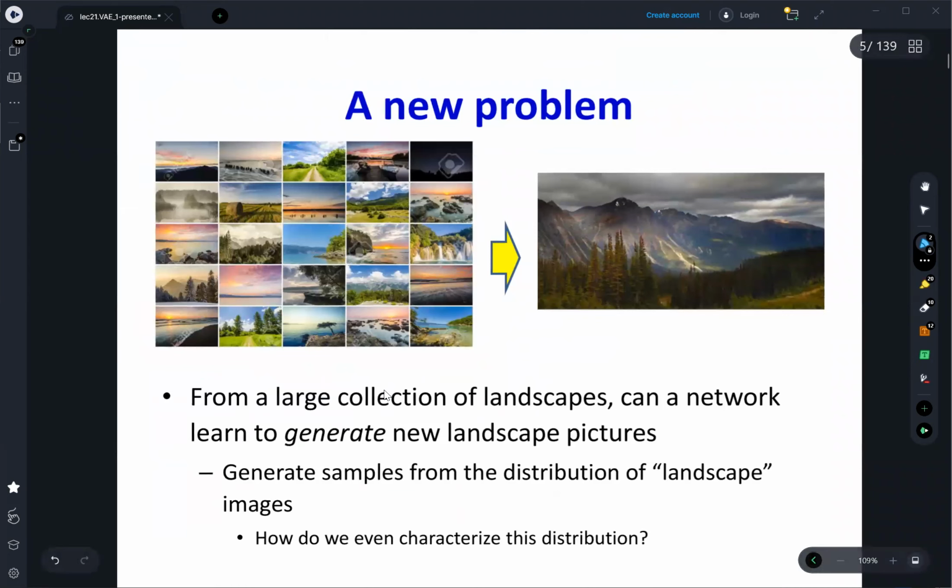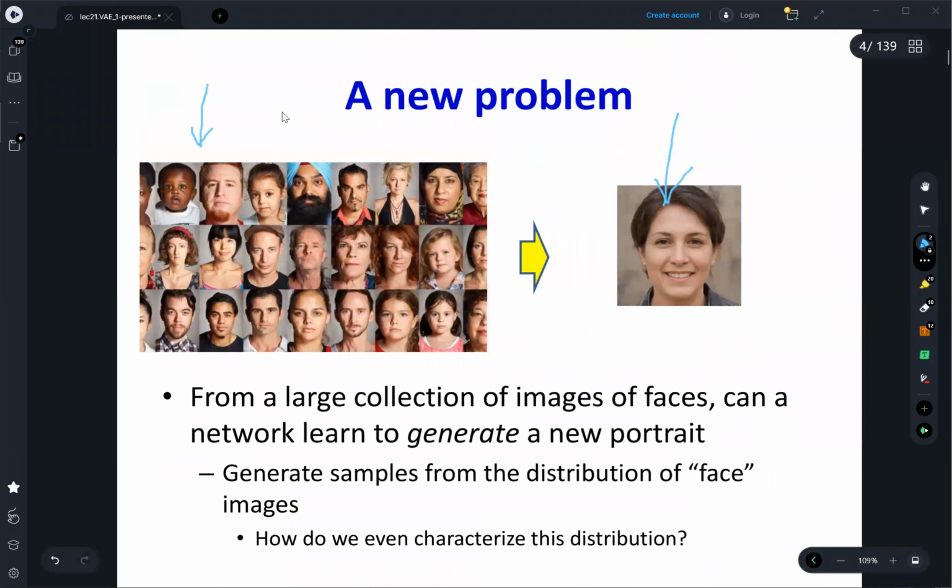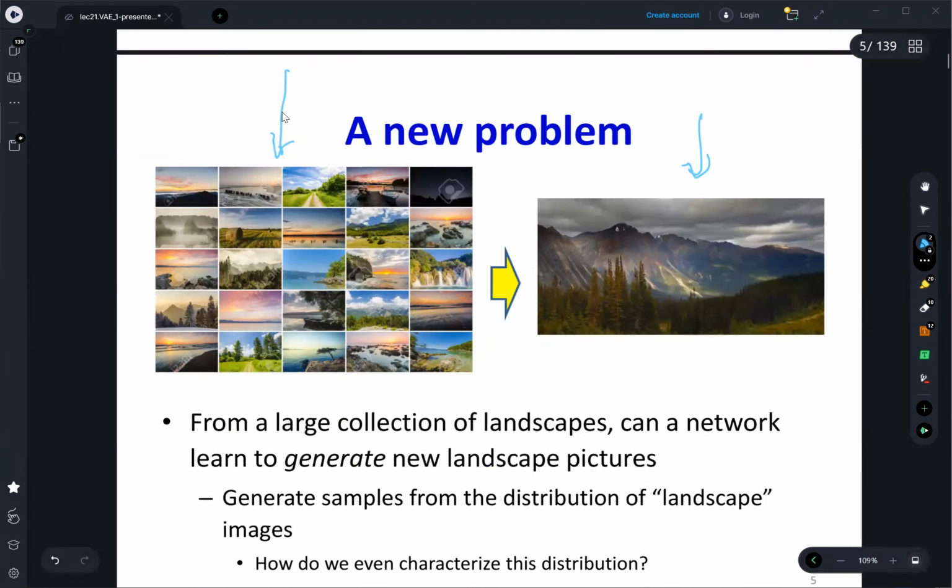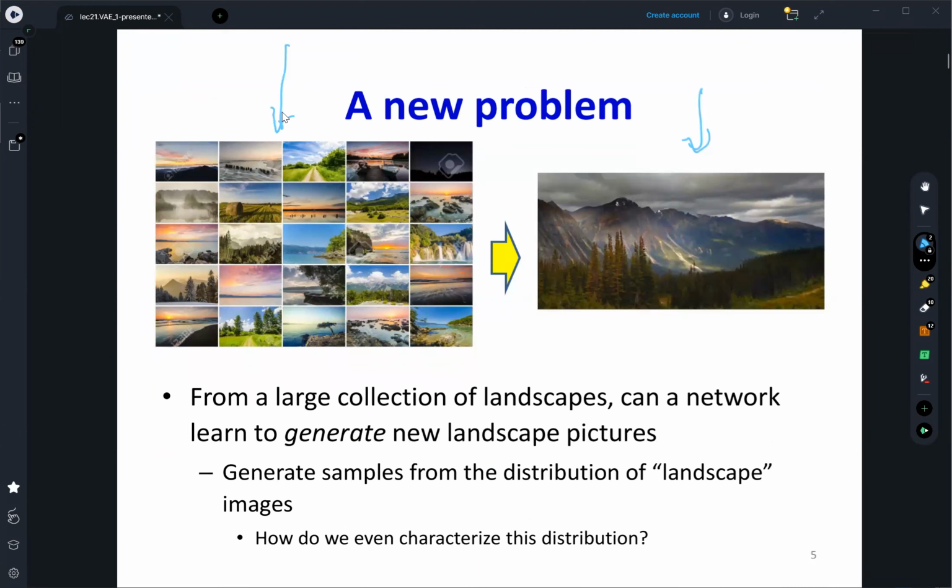Or, for example, see a bunch of pictures of this kind and learn to imagine a new picture of this kind based on what it has learned of landscapes. So basically, in these problems, you're learning a distribution of a particular kind. In this case, the network would be learning the distribution of face images, and then we could draw a new face image from this distribution. Or here, from all of the examples to the left, it would be learning the distribution of landscape images, and we should be able to generate new landscape images by drawing from this distribution.